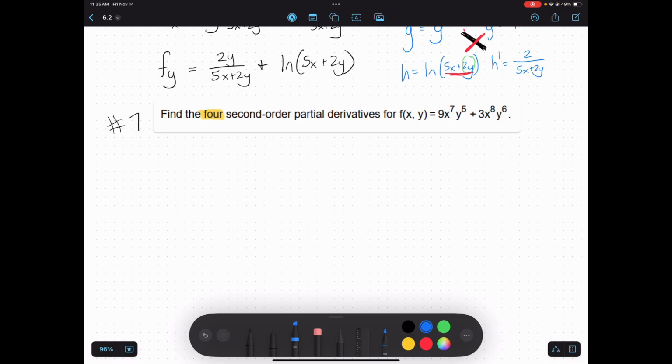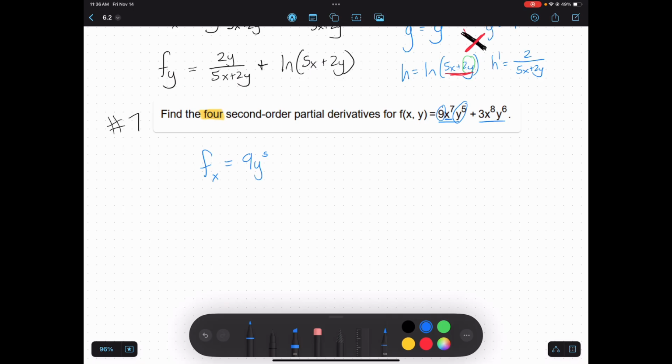Well, in order to come up with my second order partial derivatives, I need my normal partial derivatives. So let's start with f sub x. Let's take the derivative of this function in terms of x. Well, there's 2 pieces, so I can focus on each term individually. If I take a look at that first term, I'm going to treat the 9 as a constant, and I'm going to treat the y to the 5th as a constant. So I'm going to keep both of those, and then I can focus on just the x to the 7th.